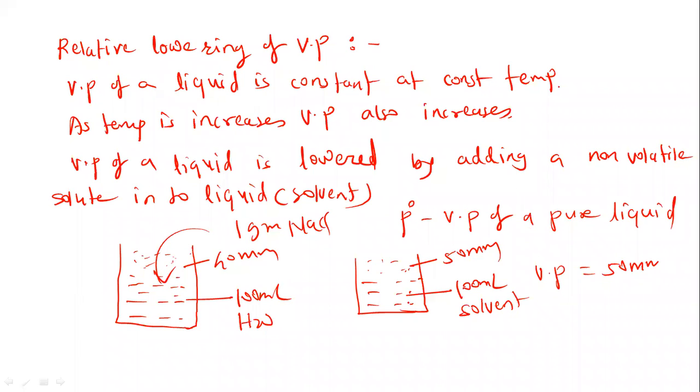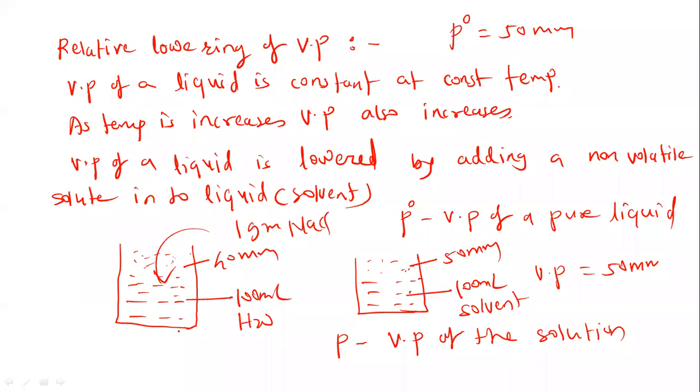Now P0 is the vapor pressure of the pure liquid, which means this 50. P0 is equal to 50 millimeter. And P is the vapor pressure of the solution, this is now the solution due to the addition of the sodium chloride.